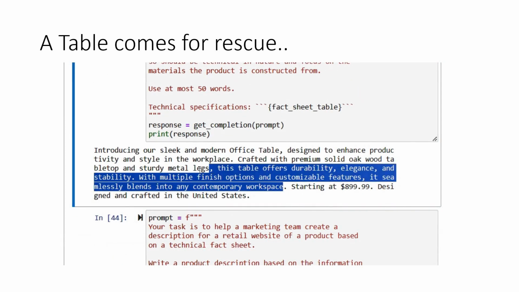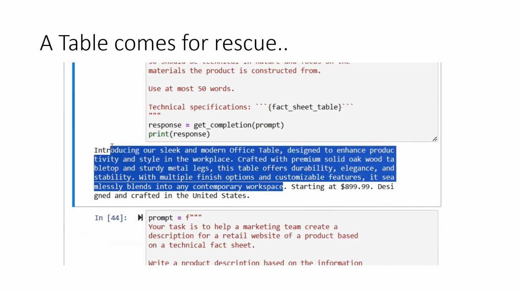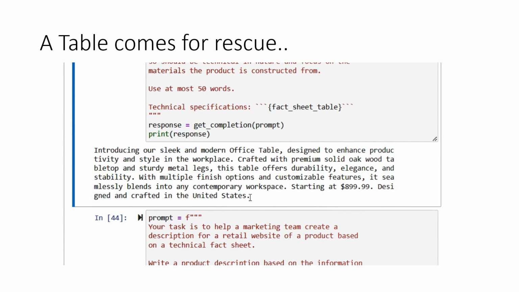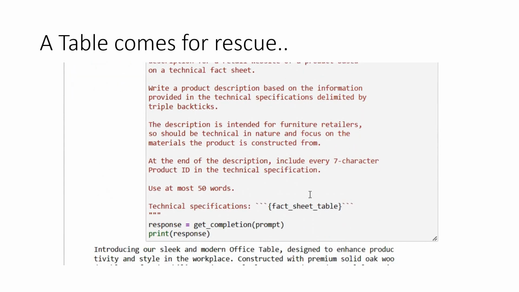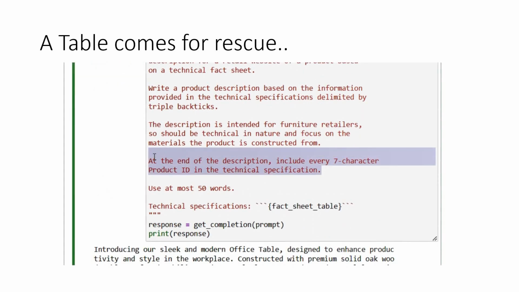You can see that it is focusing more on materials. So these kind of replies are coming to you, responses are coming to you based on the input that you are giving, right? We can do whatever we want. We can try with the prompts. We can iteratively improve the prompt so easily. Now I'm adding more to it. At the end of the description, include a 7-character product ID in the technical description. That's all. So I want a product ID also.